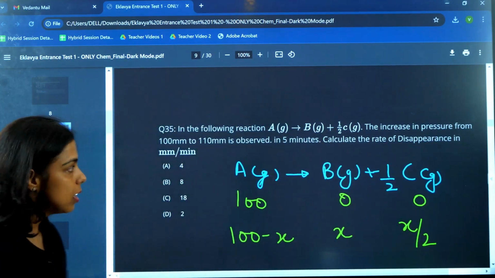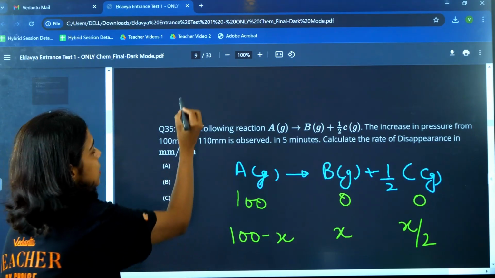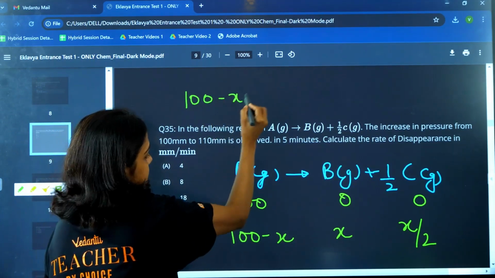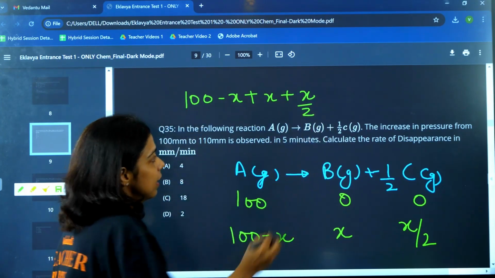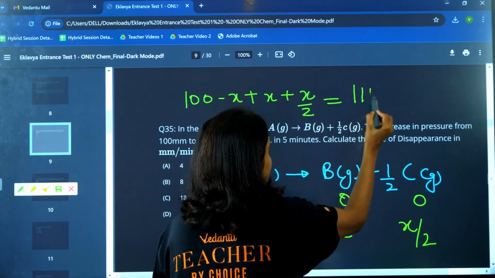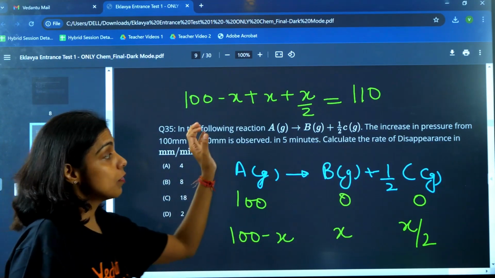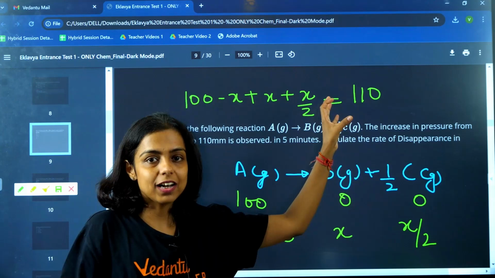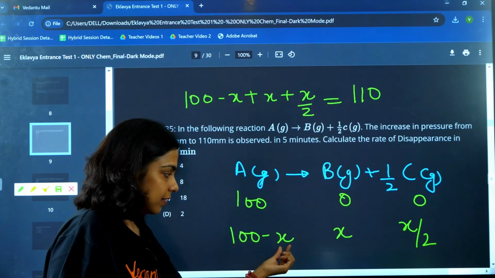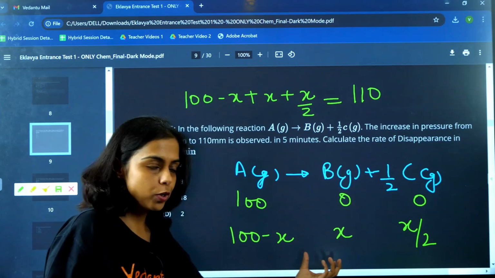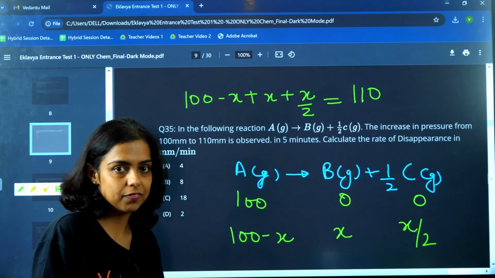Now the total pressure after 5 minutes will be 110. That means 100 minus x plus x plus x by 2 comes out to be 110, and that can give you the value of x. You can calculate how much B is produced, how much C is produced, and how much A is utilized or disappeared in 5 minutes.